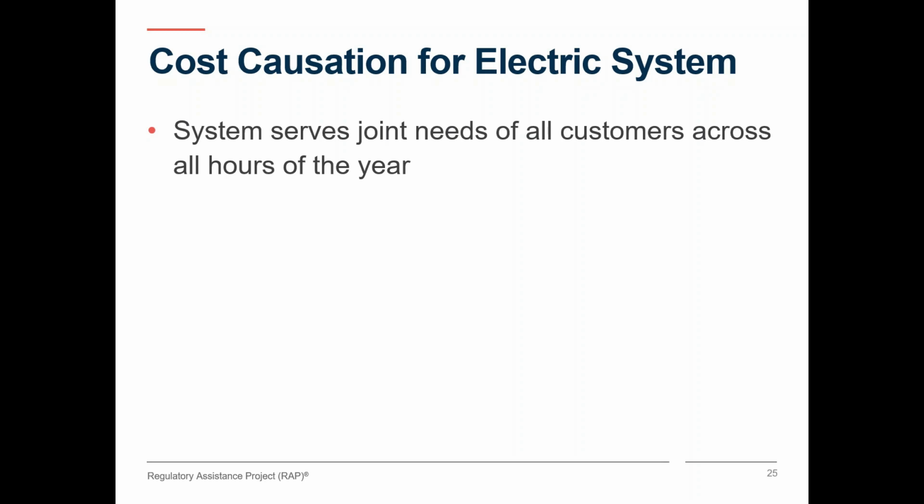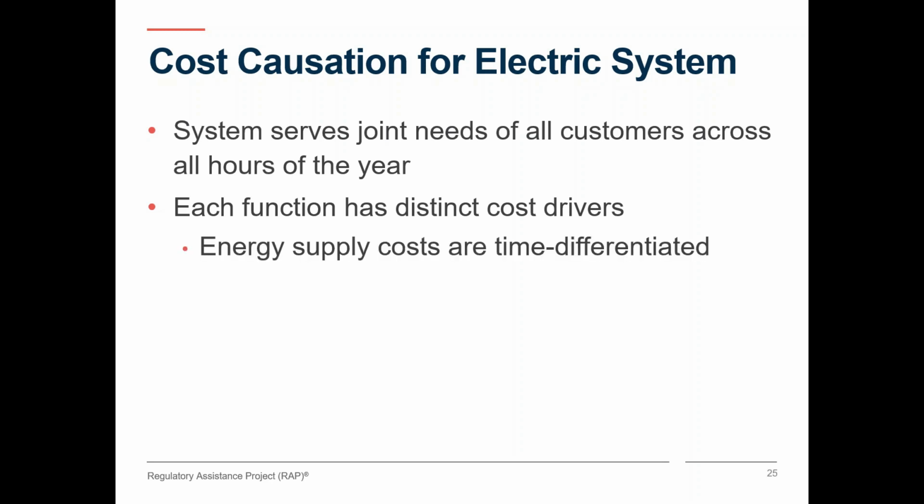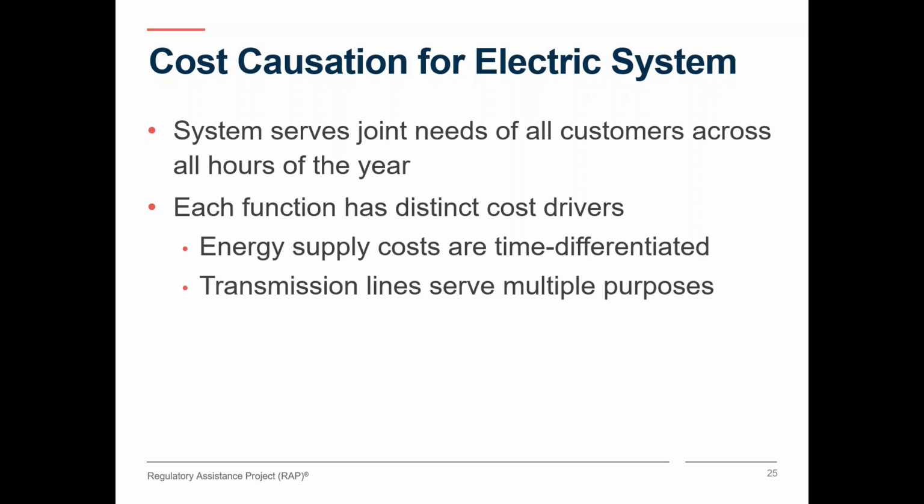First, nearly all of the system serves the joint needs of all customers. All generation, all transmission, and most distribution is sized based on the joint needs of all customers across all hours. The exceptions are some line transformers and most service drops. There are some distinct cost drivers that need to be considered. Energy supply costs, including capital, fuel, variable operating costs, and purchased power costs, are time differentiated by their nature.